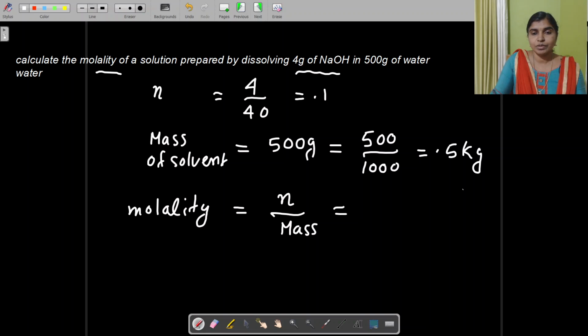So that is equivalent to n, 0.1 here, divided by 0.5, the mass of the solvent in kilograms, and your answer will be equivalent to 0.1 divided by 0.5, that is equivalent to 1 divided by 5, or the answer is equivalent to 0.2 m. So feel the difference between molarity and molality.